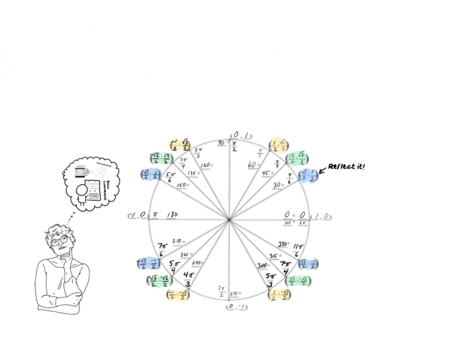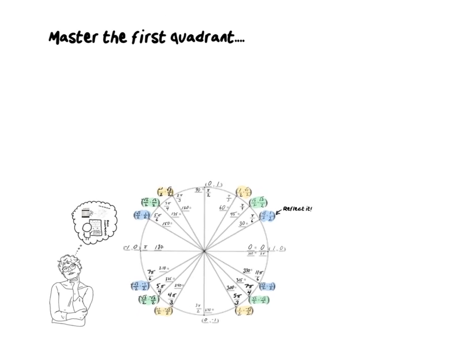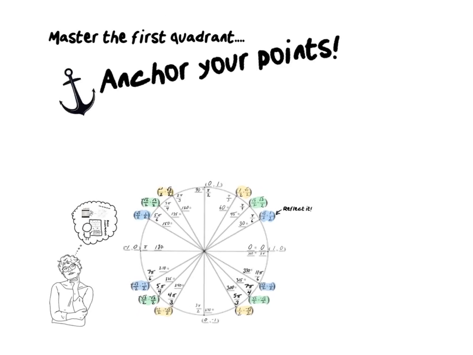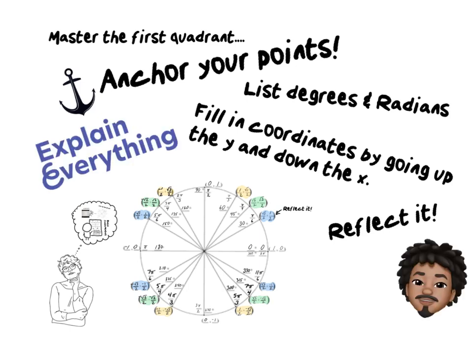So to get the whole unit circle, you must first master the first quadrant. Then anchor your points. List degrees and radians. Fill in coordinates by going up the y and down the x. Reflect it, and you'll have it.